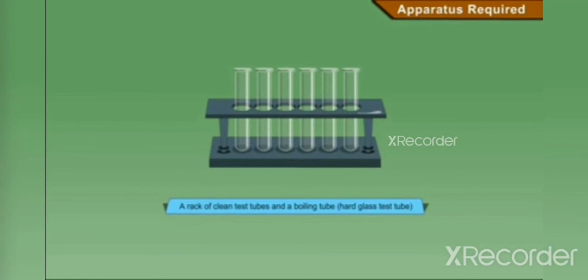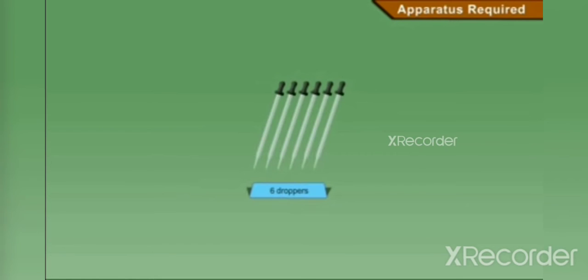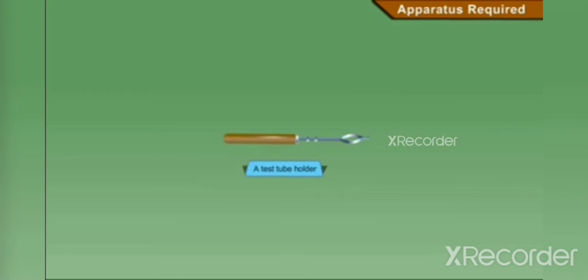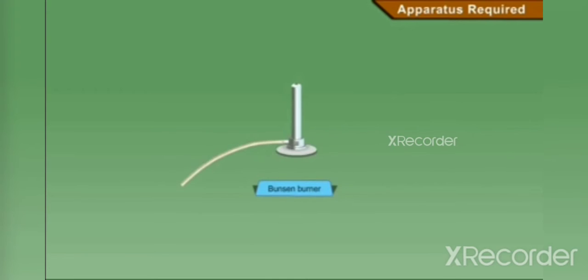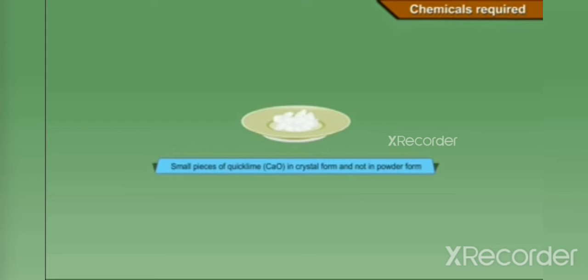First of all, we will see what apparatus is required. Here we require a test tube stand and test tubes, then 200 cc beakers, 6 droppers, a test tube holder, Bunsen burner, and tongs. What are the chemicals required?